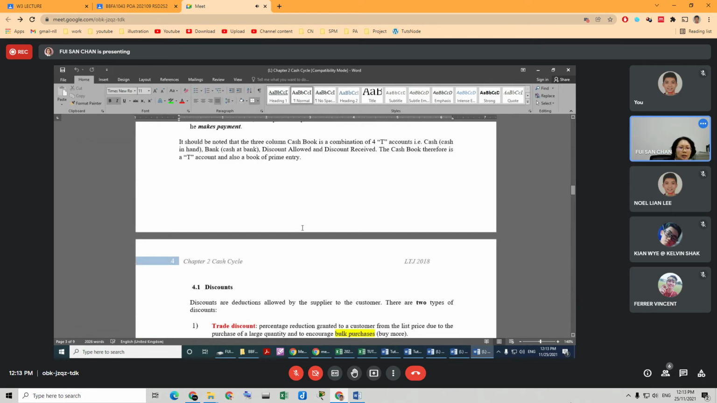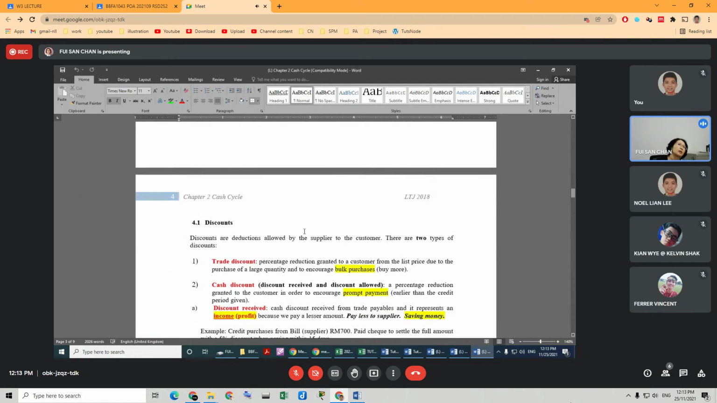Like those from cash we bank in: credit cash, debit bank. This one maybe sometimes a bit confusing, but shouldn't have any problem.